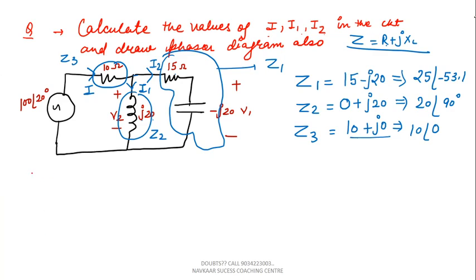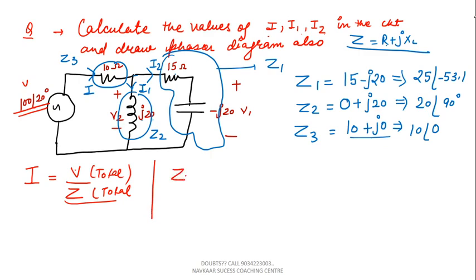Now what do we need to calculate? We need to calculate I. You know that I is the total current which is flowing in both the branches. The formula for that would be V by Z. I is equal to V by Z. V must be the total voltage and the impedance must also be total. V they have given, that is 100 angle 20, but the total impedance they have not given. We need to calculate the total impedance.